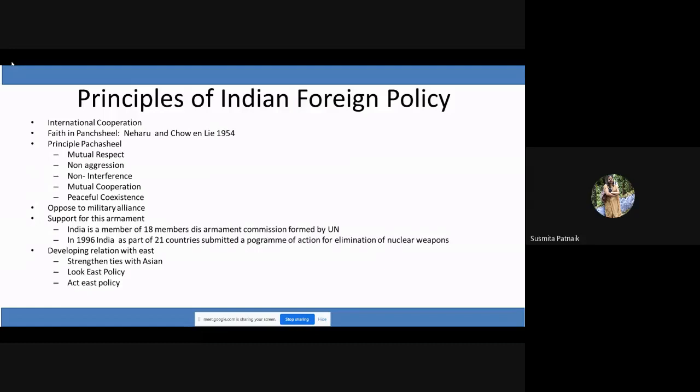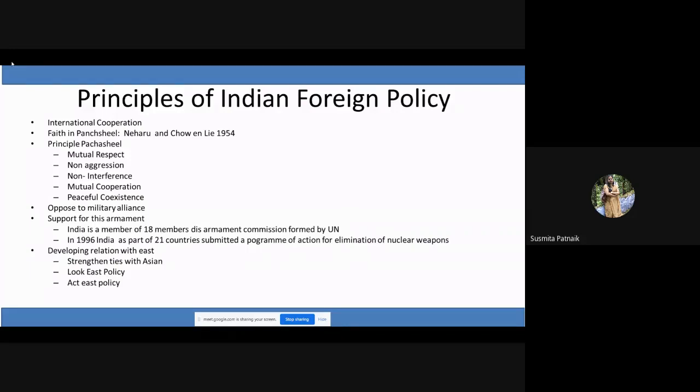Okay, then opposition to military alliance. If there is any type of alliance, then the country should oppose it. Then India is a great supporter of disarmament, not armament, that is DIS. Okay, the supporter of the policy of disarmament. These points are only an extension of the previous point. India is the 18th member of the Disarmament Commission formed by the United Nations, and this is the support for disarmament.